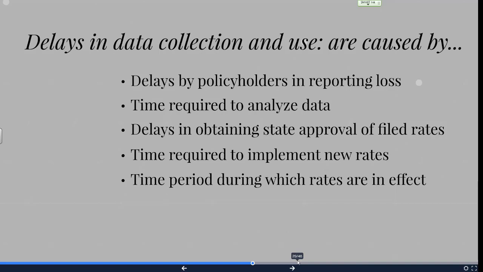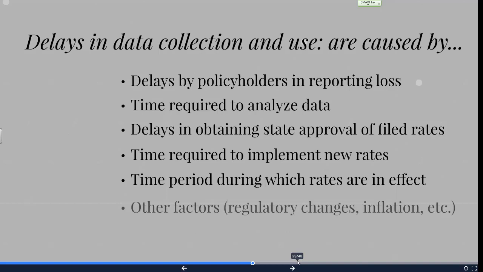So when it's determined by the insurance company that a new rate needs to be applied, they can only apply it to those policies that are renewed after the rate change. Some policies might have as much as almost 12 months left before new rates can be applied. So your earned premium on those policies will be based on the old rates. Other factors such as regulatory changes and inflation might also cause delays in data collection and implementation. These delays in data collection and use can be very costly to an insurance company if they're extended.